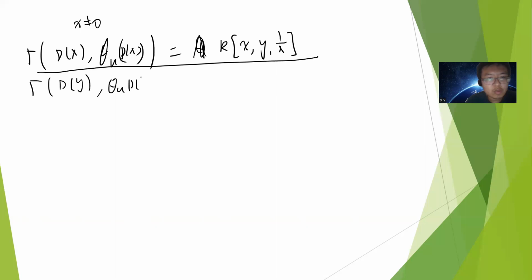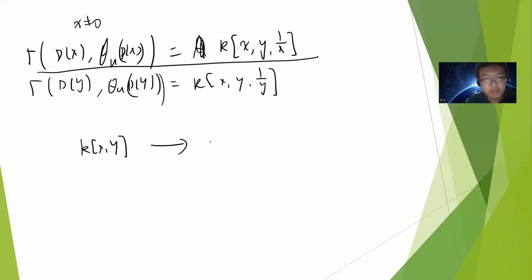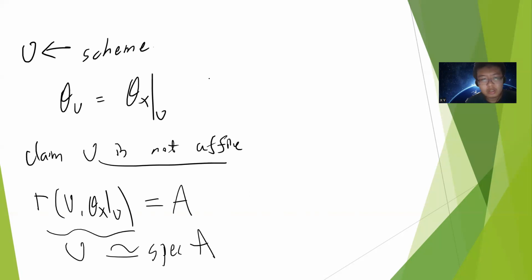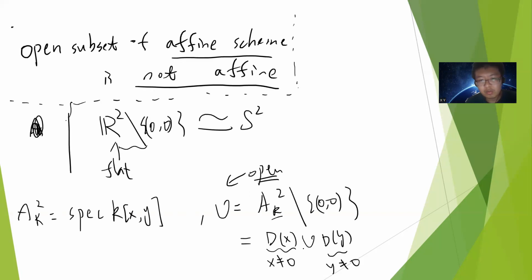And if I take d of y, then I should get k of x, y, 1 over y. And right, so obviously we have the following diagram. So k[x,y] can be mapped into k[x, y, 1/x] and k[x, y, 1/y]. This is an injective map, right?